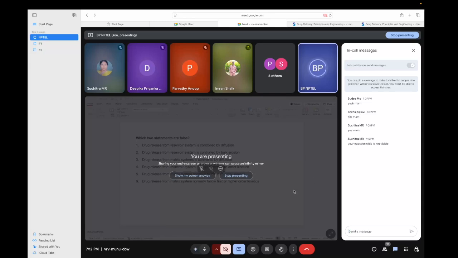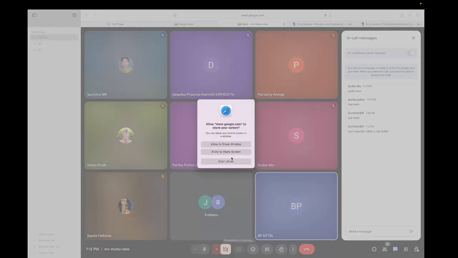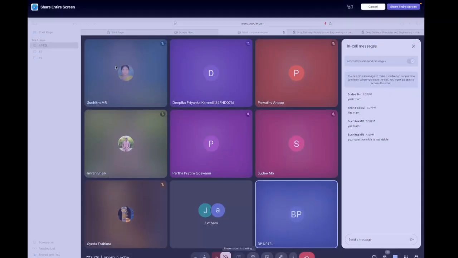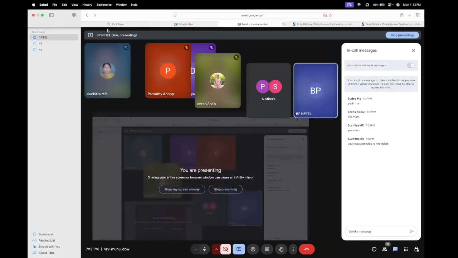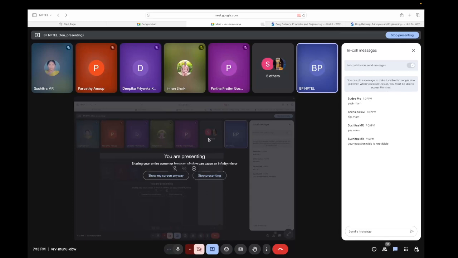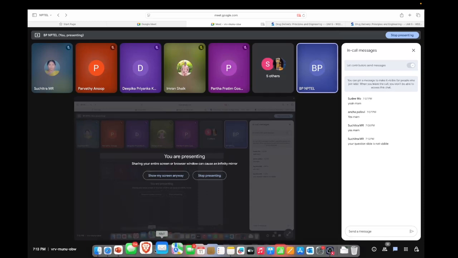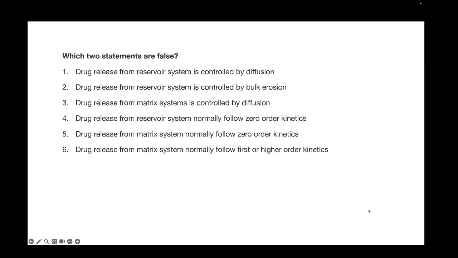Is the question slide still not visible? Can you guys see my screen now?